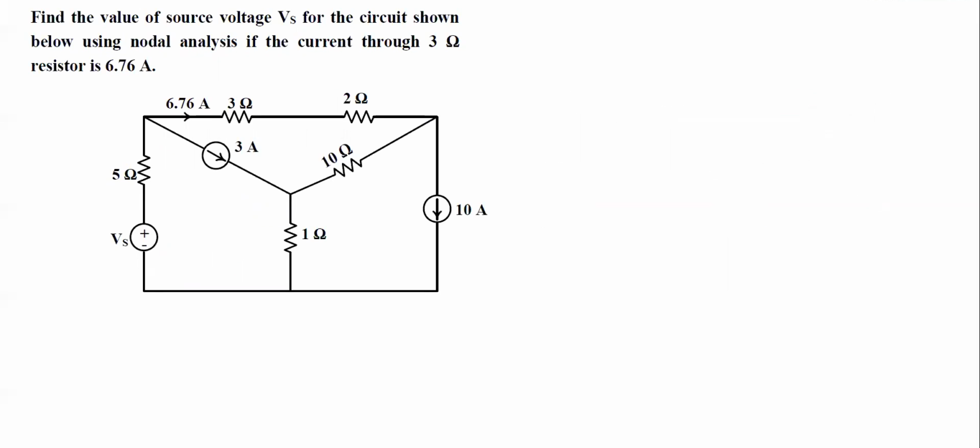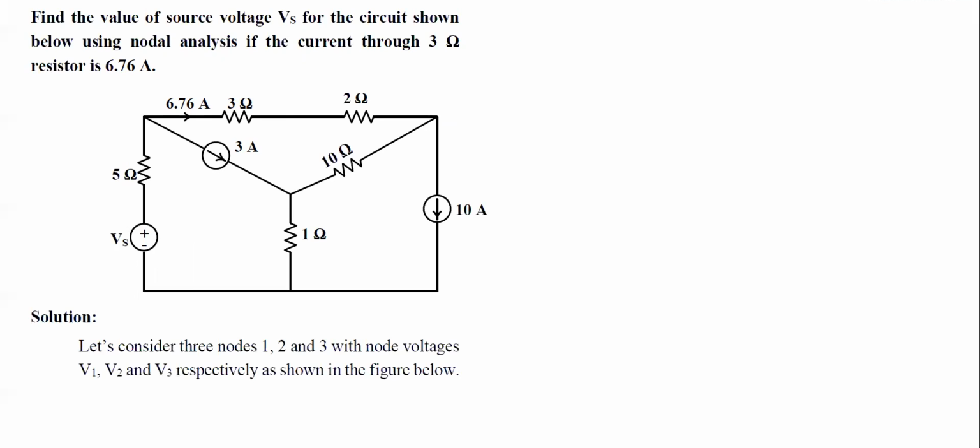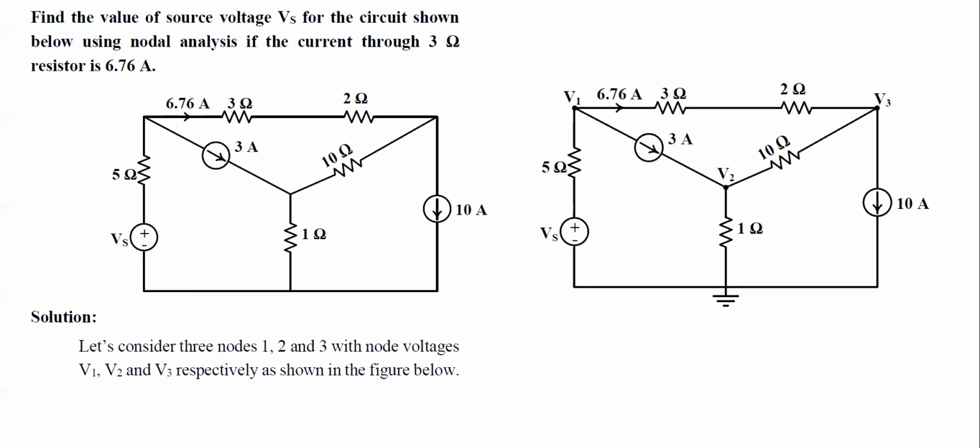In this problem, we have been asked to compute the value of voltage source Vs for the circuit shown in the figure below. The other information given is that the current through the 3 ohm resistor is 6.76 ampere, and the direction of current is also given. To solve this circuit using nodal analysis, we'll start by finding the nodes. Similar to the previous circuit, there are 4 nodes. One of the nodes is considered as a reference node, and the remaining 3 nodes are named V1, V2, and V3 as shown in the figure.